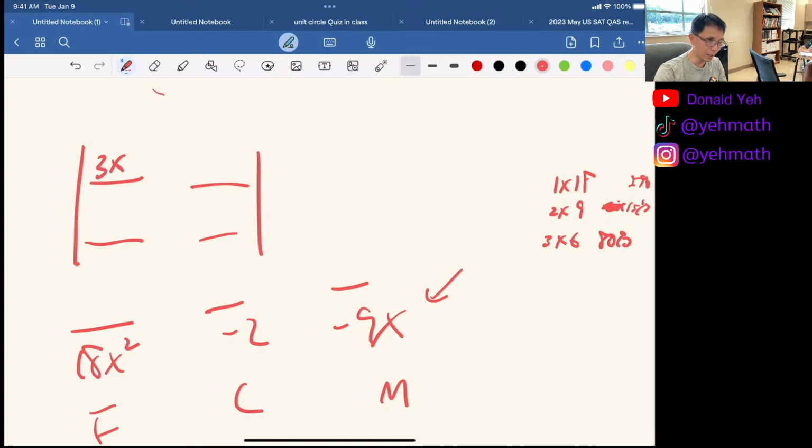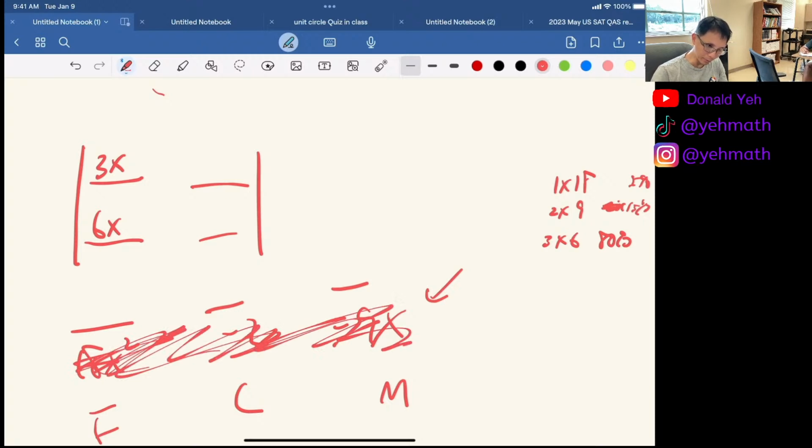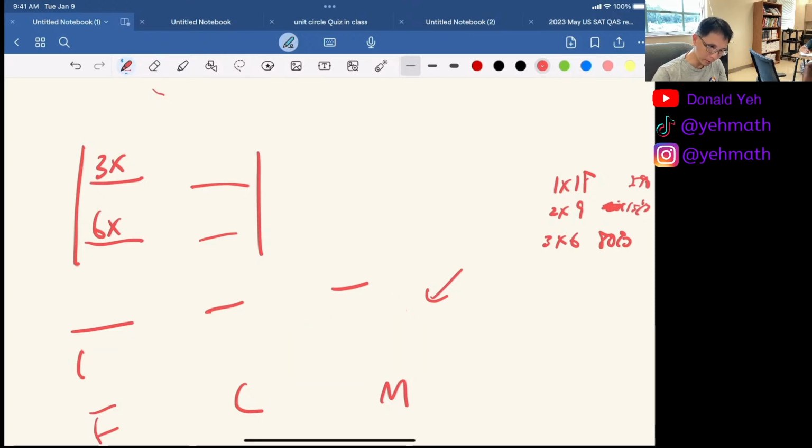So you're gonna try 3x and 6x here, and that's gonna give you... Sorry, I put it in the wrong spot. But that's okay. So 18x squared is 2. This is negative 9x, right?